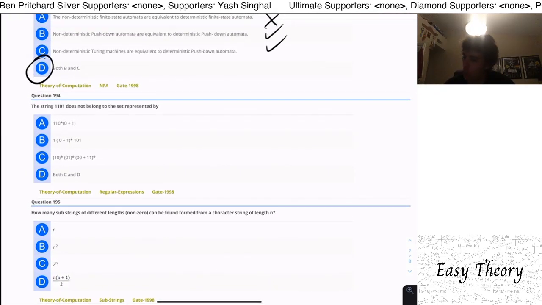The string 1101 does not belong to which of these sets? So it belongs to the first one, so it's not that one.